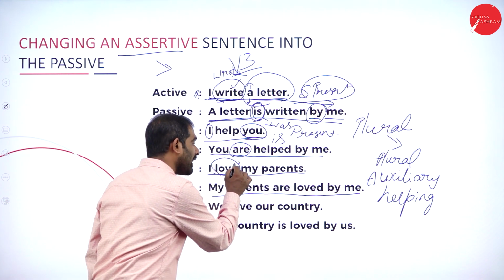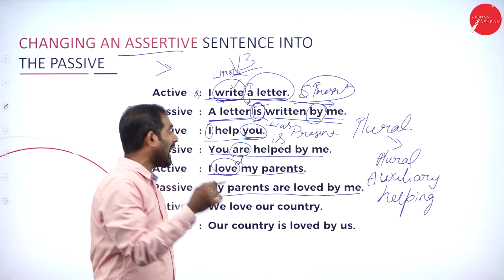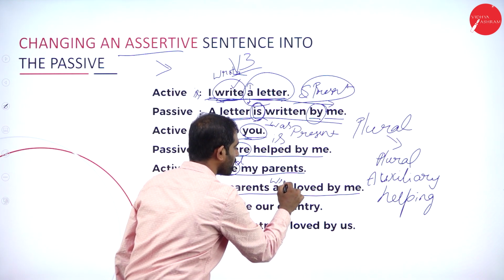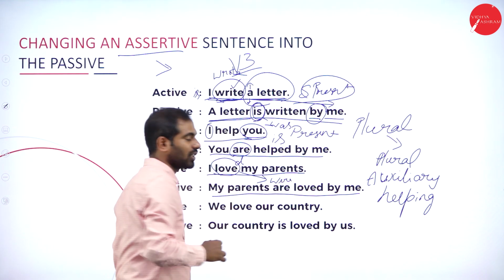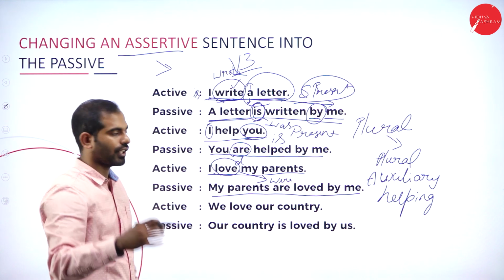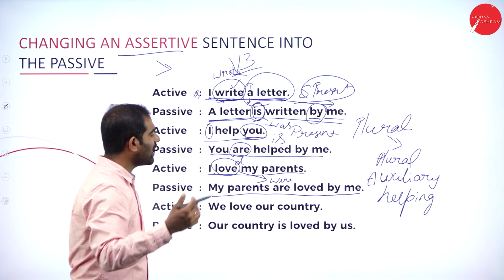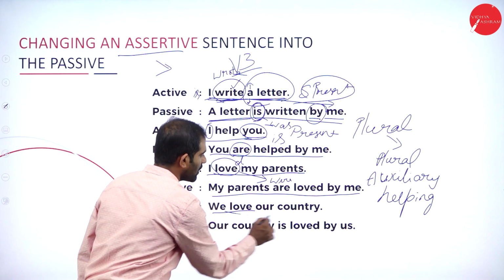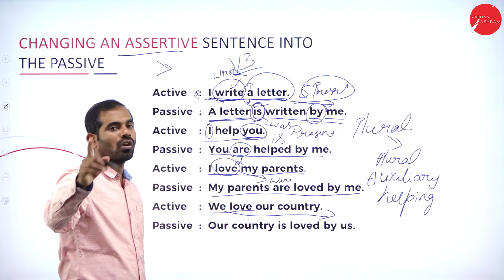I love my parents is fine, but what about I loved my parents? Then my parents were, because it is in past tense. Just giving you an explanation here. We love our country. Our country is loved by us. We becomes us. Try to know these rules.